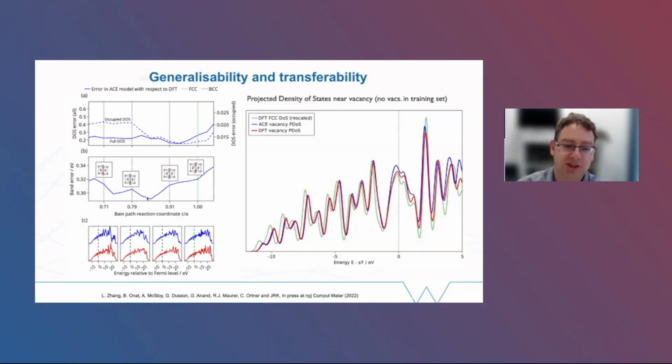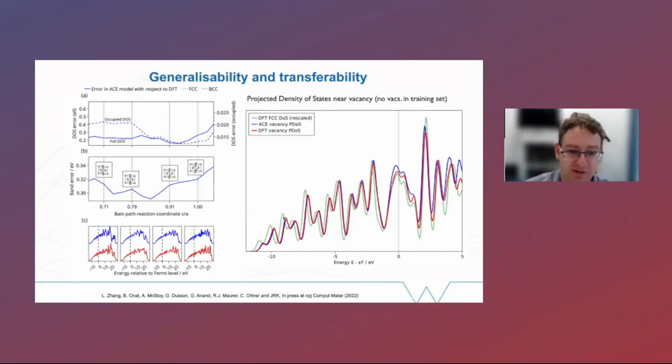We did a more challenging test. We only had trained our model on bulk configurations, but we used it to predict the electronic structure near a vacancy. So for the nearest neighbors of a vacancy, we looked at the projected density of states there, and it works surprisingly well, despite not explicitly having seen any defects anywhere in the training.